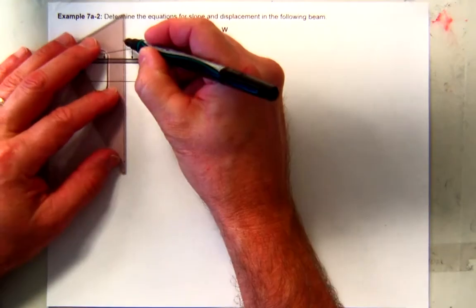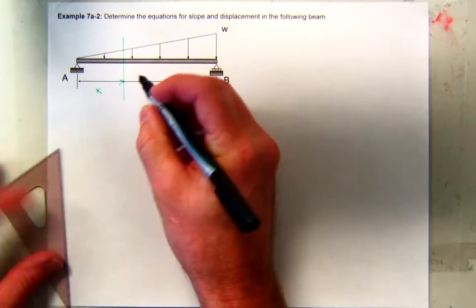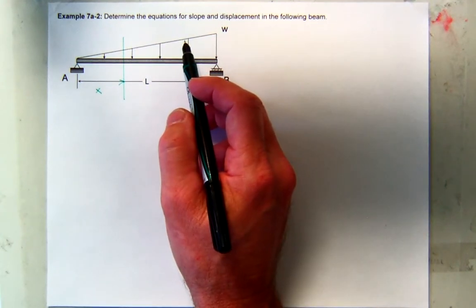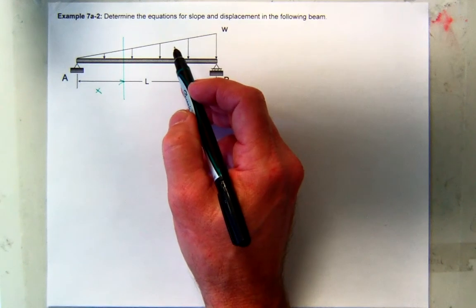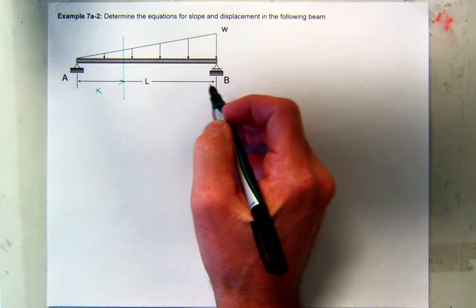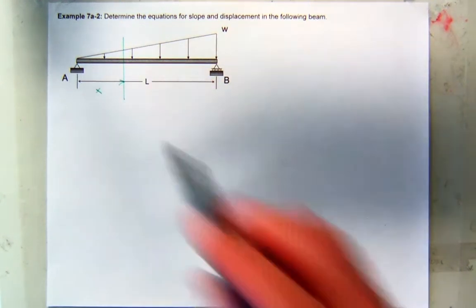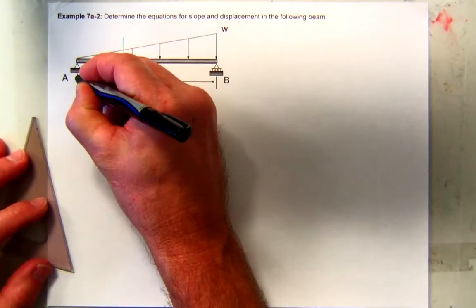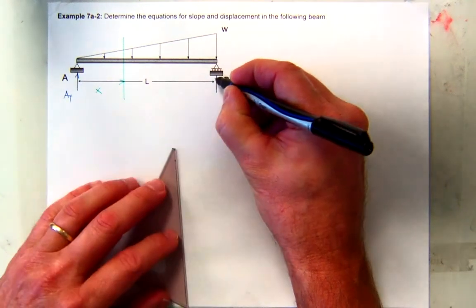So again, if I cut the structure here at some distance x, do you want to work the left side or the right side? Left side. Yeah, I think it's a good choice. The left side is just a single triangle, whereas the right side would be a trapezoid. Probably going to be messy on its own, but it would be even messier with the fact that this distance would be L minus x. So we're going to go to the left, and then we'll need to know the reaction at A. So I'll assume that I have a reaction at A and B.